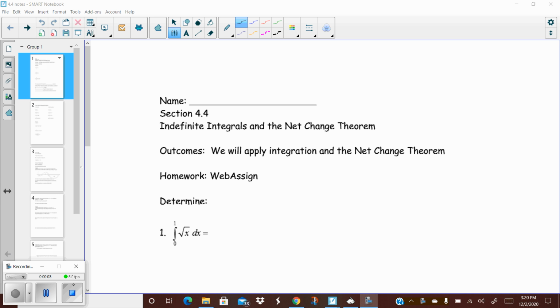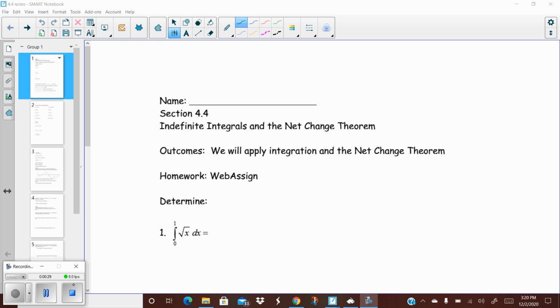Okay, so this is section 4.4. We're talking about indefinite integrals and the net change theorem. Now, indefinite integrals, frankly, are probably a little bit easier than definite integrals in the fact that an indefinite integral doesn't have bounds. So really, you're just going to end up using antiderivatives. And that's pretty much all there is to it. And then you're going to add a c because we won't have any bounds.